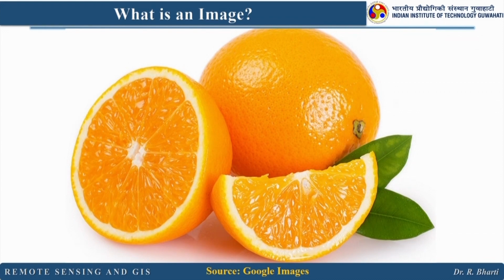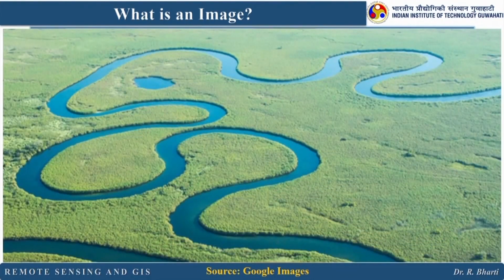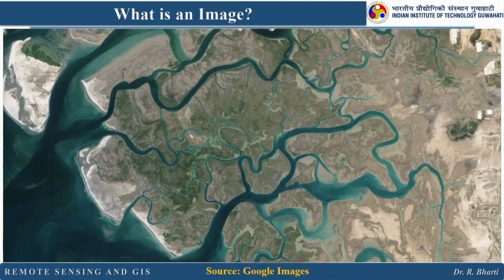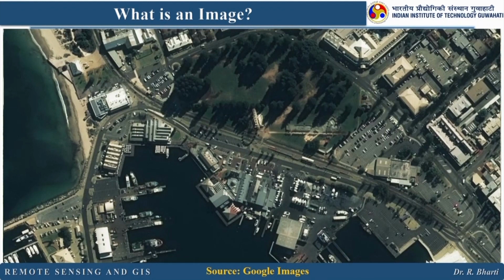You can see this photograph, captured from a normal camera, and normally we call these images. This is another image generated from a normal camera or maybe a DSLR. Here you can see another image, and the coverage is larger. Generally this kind of photograph is captured using airborne sensors or satellite sensors. Here is another image produced by a satellite, and this is another image from a satellite.